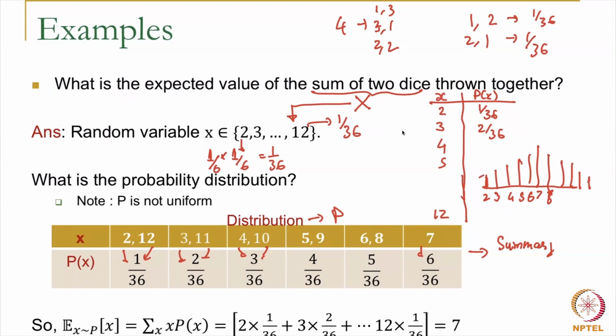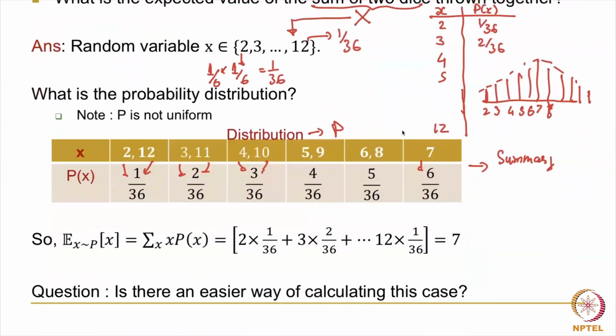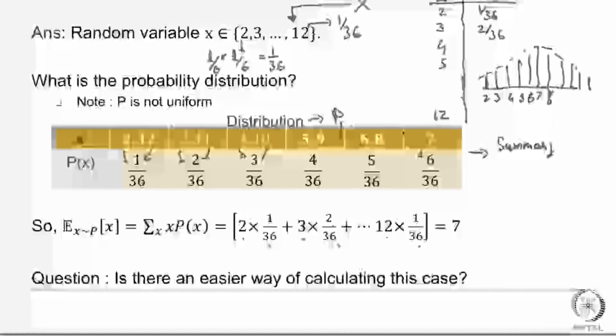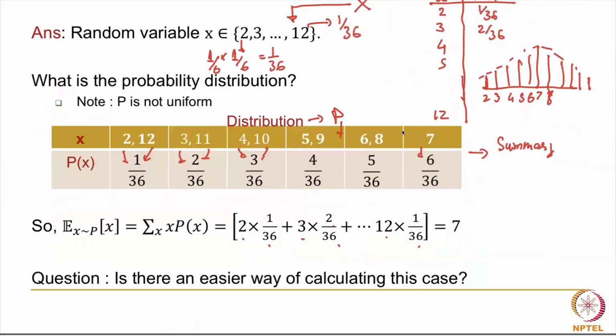So you will see some such rough shape. Of course, it's not continuous. It's a discrete probability mass function, and that's the distribution. Now, once again, if I ask what is the expectation of X drawn from P, which is this distribution, then it is sigma of X, P of X. So 2 times 1 by 36 plus 3 times 2 by 36 up until 12 times 1 by 36. And in some sense, not surprisingly, you get 7, which is actually the exact middle of this entire value.